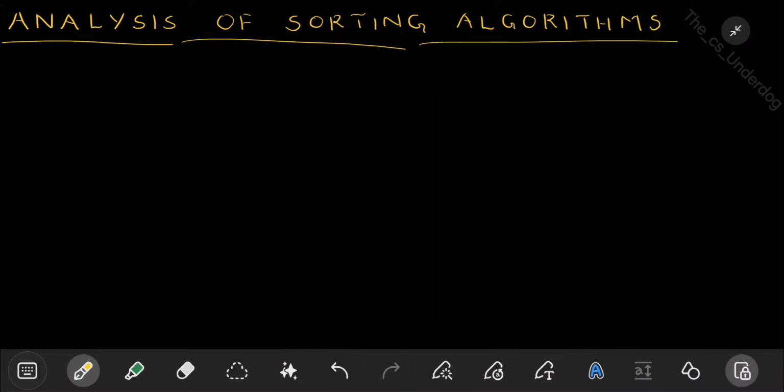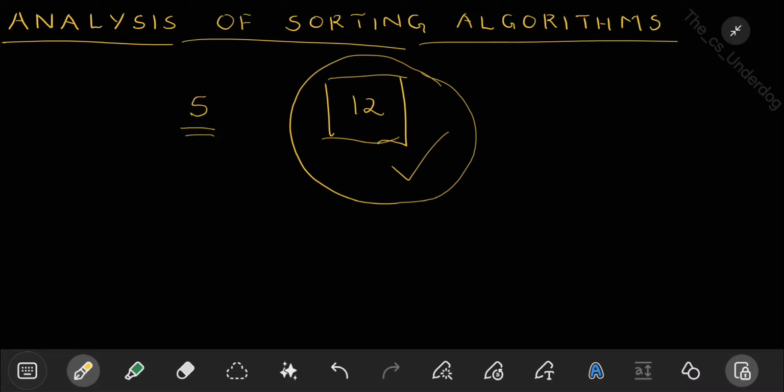Analysis of sorting algorithms. In the last few lectures, we learned about a lot of sorting algorithms. Specifically, 12 different sorting algorithms is what we learned. Here, we are going to put all these 12 together and we'll try to understand what are the characteristics of all these algorithms, how they are different.